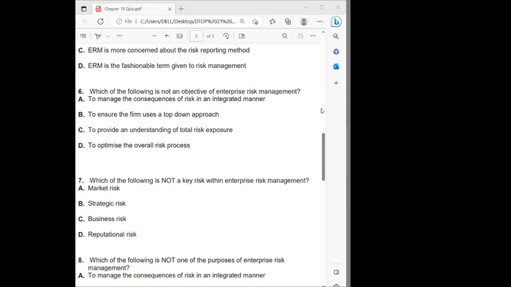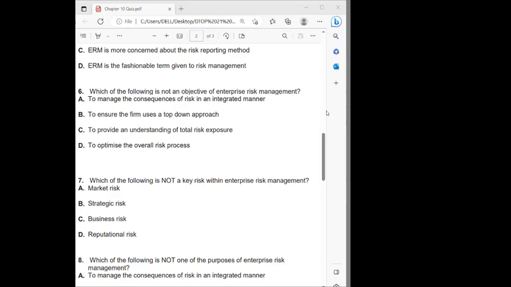To manage the consequences of risk in an integrated manner, that is an objective. To ensure the firm uses a top-down approach, let's park it. To provide an understanding of total risk exposure, yeah. To optimize the overall risk process. So from the given list, the second one, to ensure the firm uses a top-down approach, is not an objective of ERM.